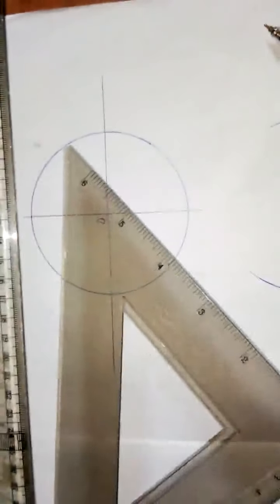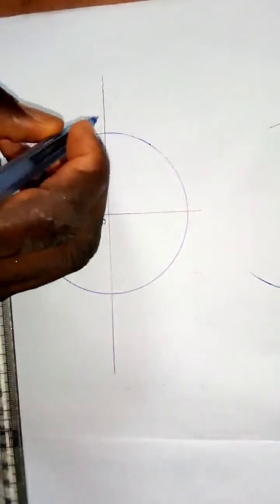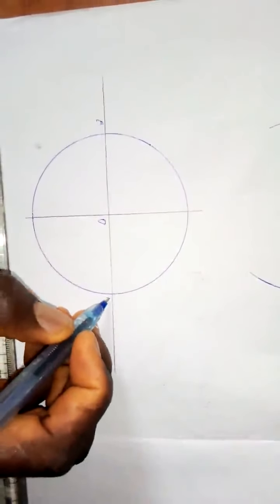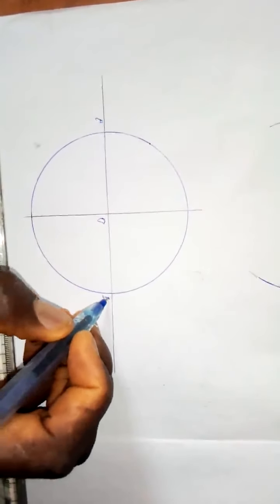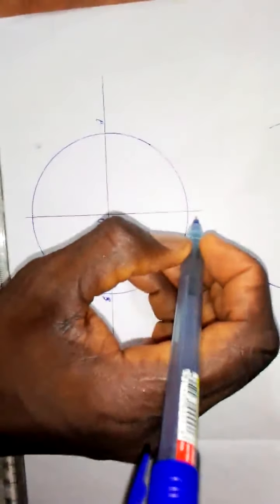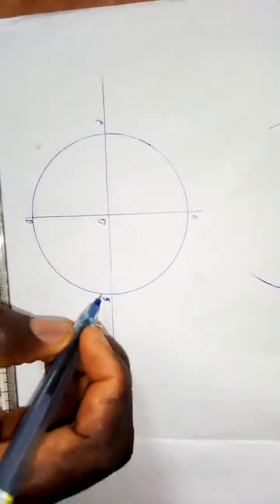Before we set our set square, let me label this circle. This is AB, and this is CD.